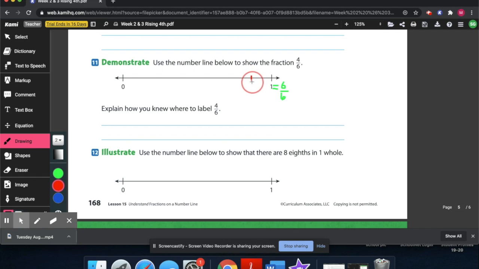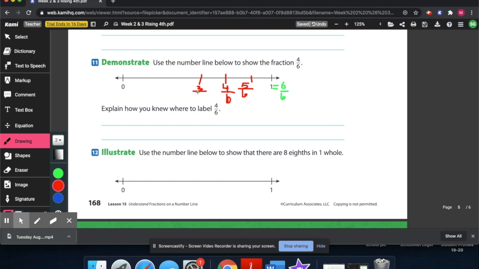So I'm going to put my next one, and that is going to be 5/6 because I'm going backwards. I put another one that's going to be 4/6. And it's only asking me to show where 4/6 is, but that doesn't mean I should stop at 4/6. I need to finish it, so now I'm going to put 3.